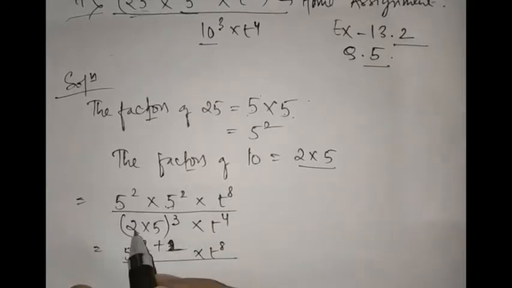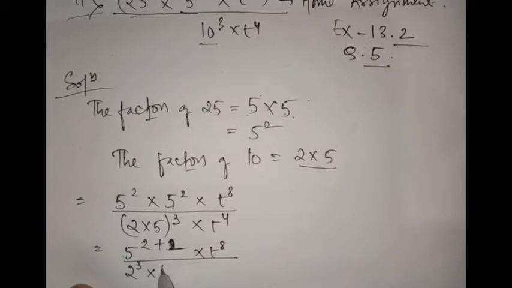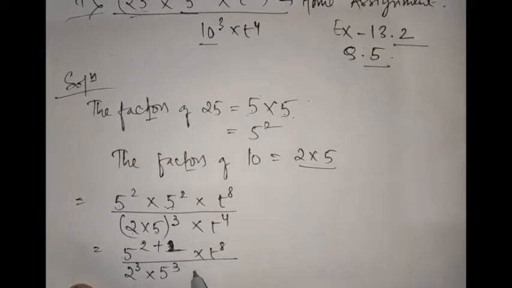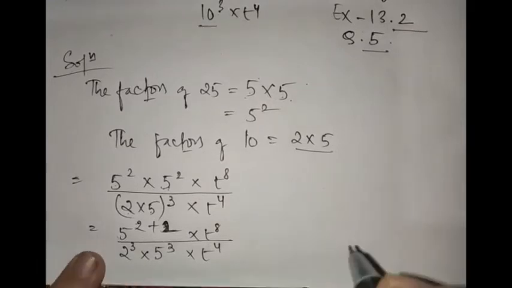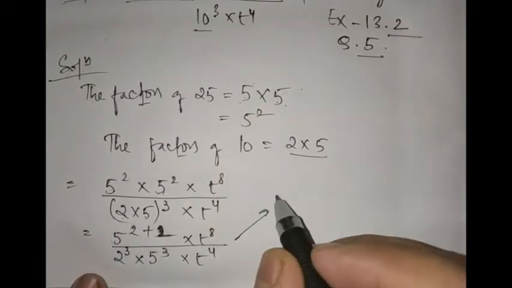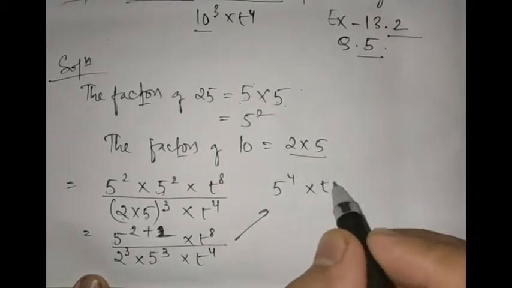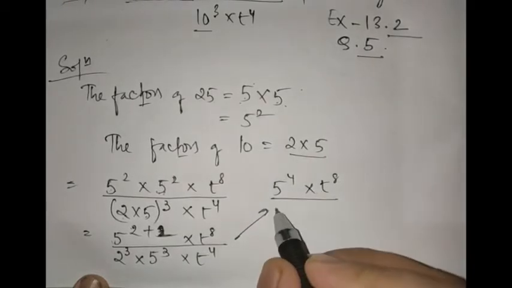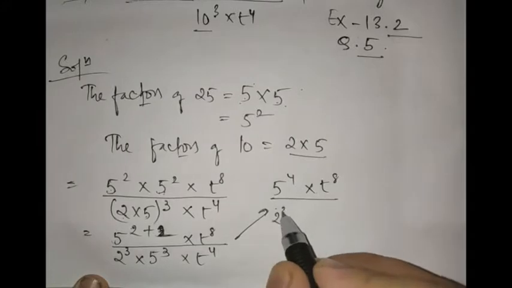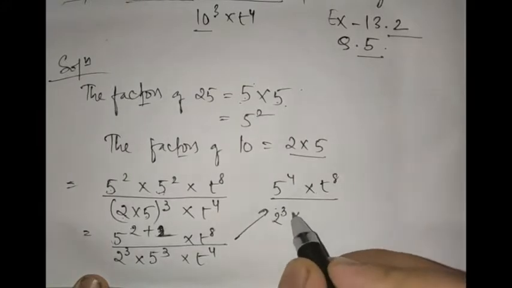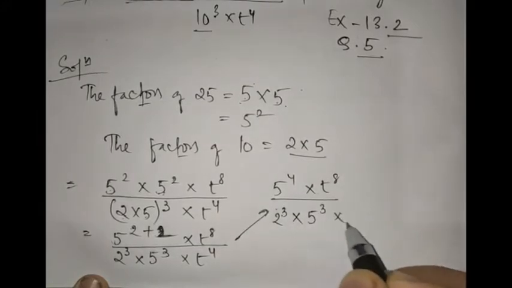Divided by, now you'll open the bracket. What will happen? This 2 will get the power 3 and this 5 will get the power 3, into t to the power 4. Alright, I hope you have understood this. So what will happen? 2 plus 2 is 4, so 5 to the power 4 into t to the power 8, divided by 2 cube, simply written as it is, 5 cube into t to the power 4.